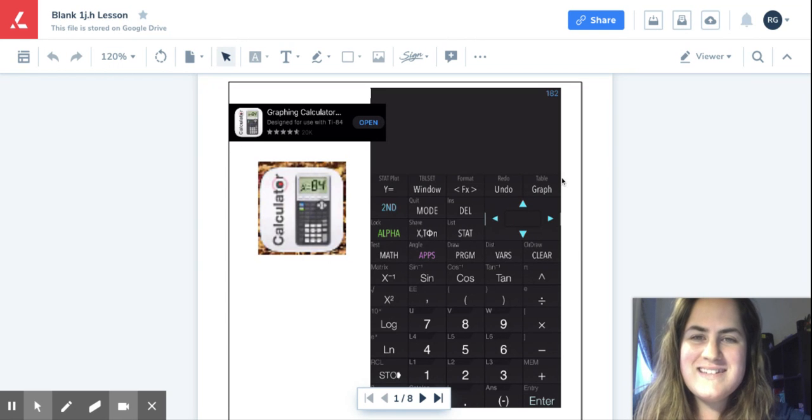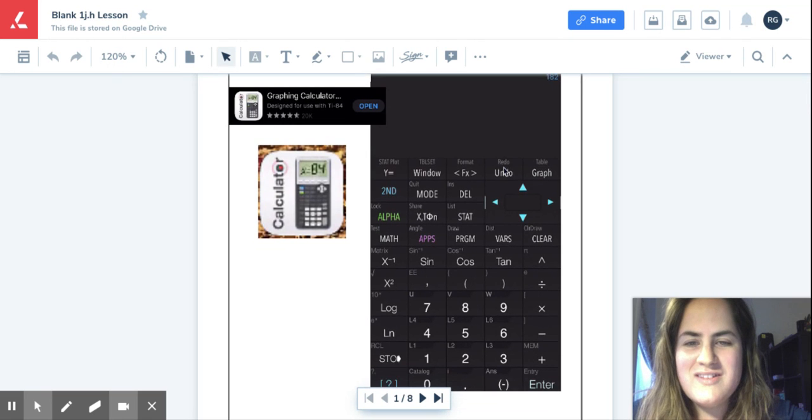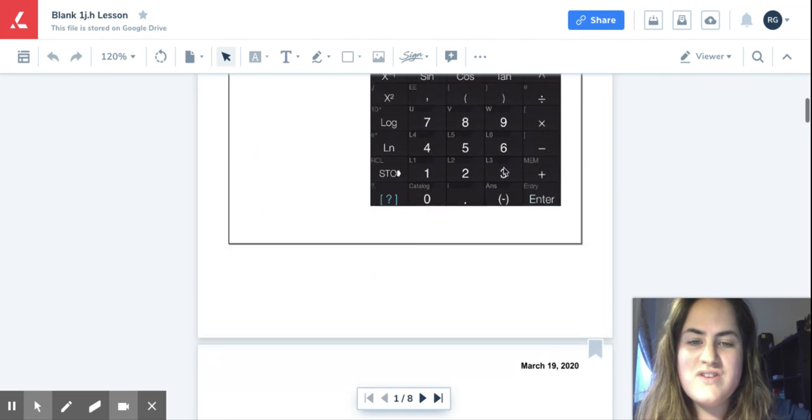So our first lesson is on 1 and 2 step equations. First, make sure you have the Graphing Calculator app. You can download that for free.